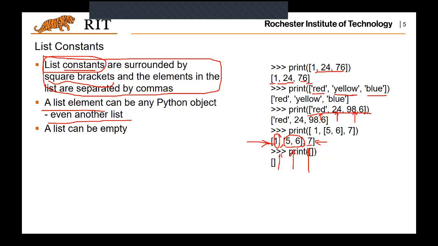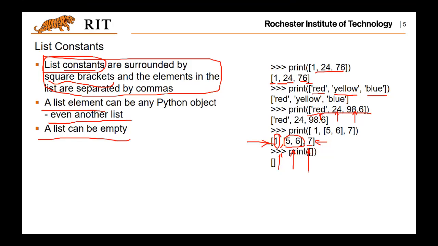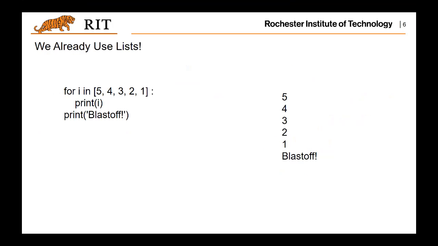Also, a list could be empty, which means you put nothing in it yet. That's easy to understand. You have a bag but it's empty. You have a container, it's empty. That's easy to understand, and you can always put things into that list. So this is the definition of list.